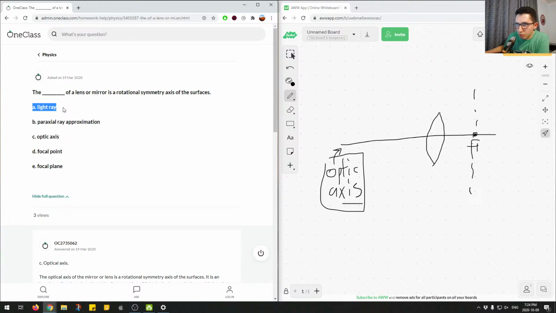Option A just says light ray, so that doesn't really make any sense. Light rays would be bouncing off everywhere and bending towards the focal point, or around the focal point based on the object distance and the image distance. Secondly, B, paraxial ray approximation. That's more of a method rather than describing the axis, which is what we're looking for. Optic axis is the correct answer. Focal point is just the point, which doesn't really make sense in this situation. Focal plane is just the perpendicular plane over here, which goes through the focal point.